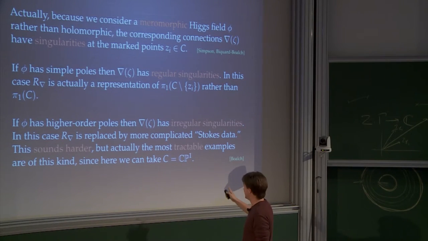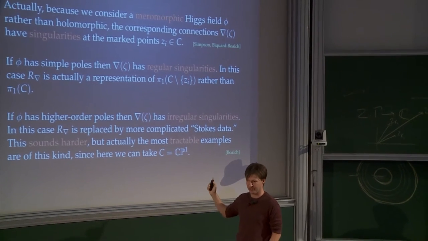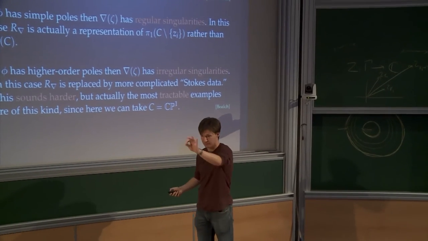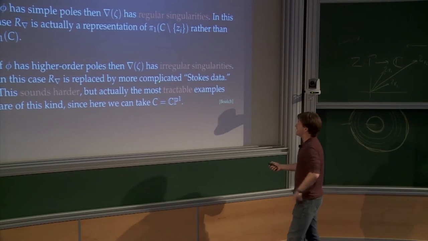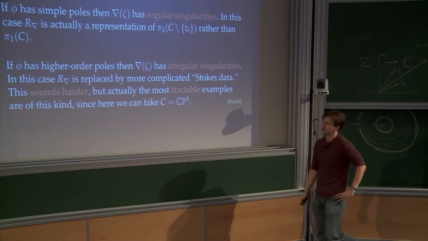I don't want to try to say anything in detail about this Stokes phenomenon. We're going to talk a lot about a different Stokes phenomenon, which occurs in the asymptotics of this family of connections as zeta goes to zero. But independent of that, there's also this other Stokes phenomenon that occurs here.